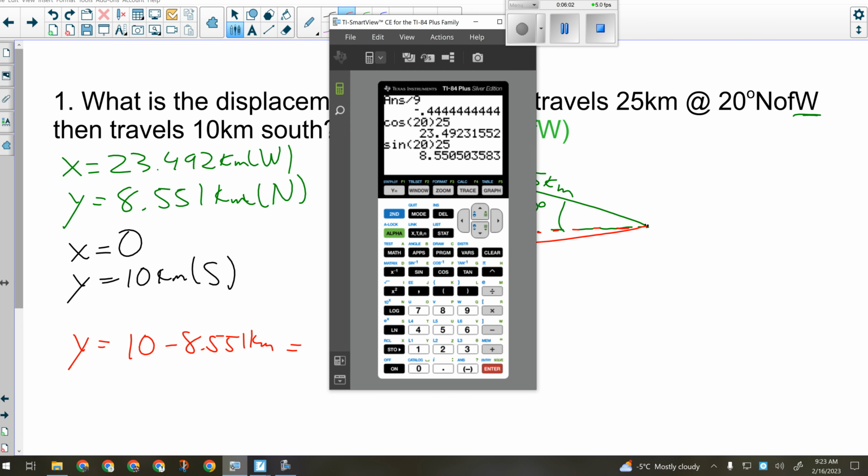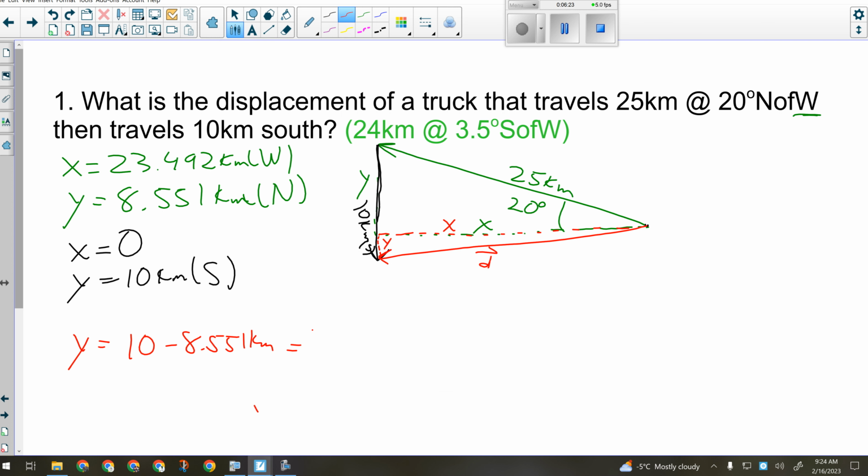Now, should I keep all the decimals when I do that? Definitely, because I'm going to do Pythagorean theorem with that number, and that means I'm going to square it, and if I've rounded it off, I'm not going to get an accurate answer. So I'm going to take 10, subtract that number right there, and get 1.449 kilometers south. That's how long red y is, 1.449 kilometers south. How do I get red x?